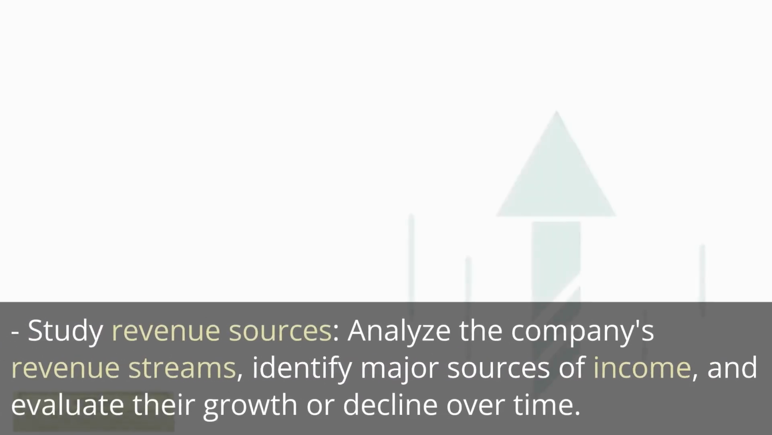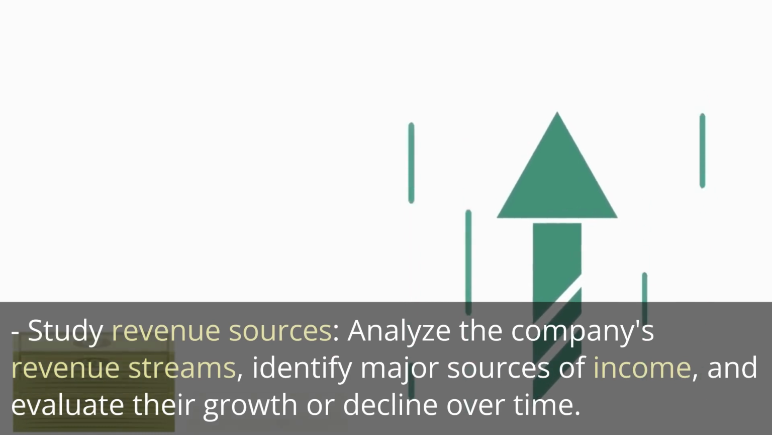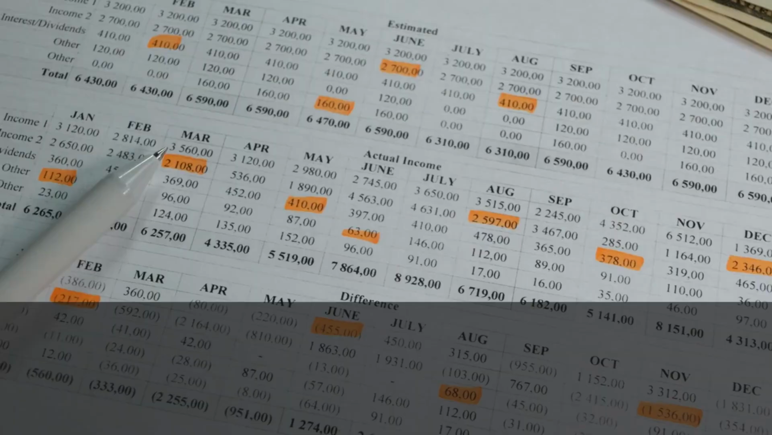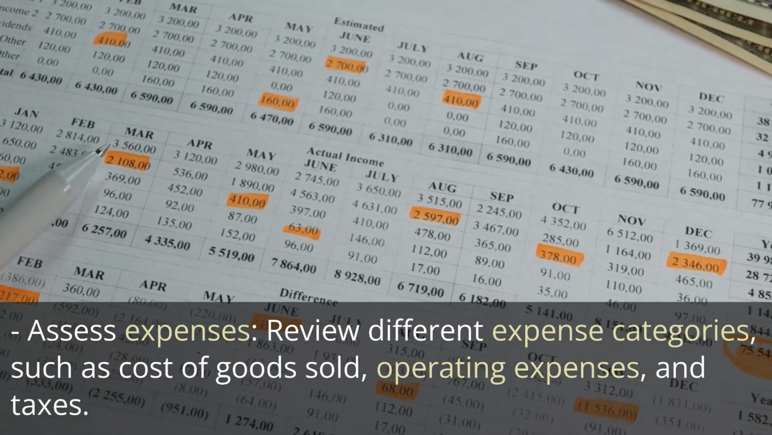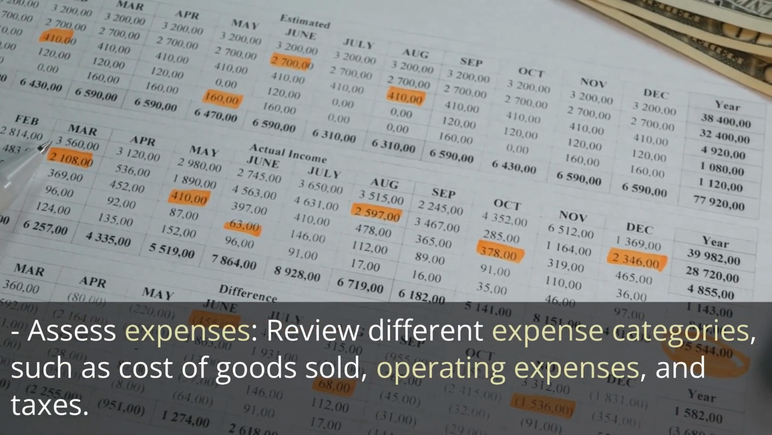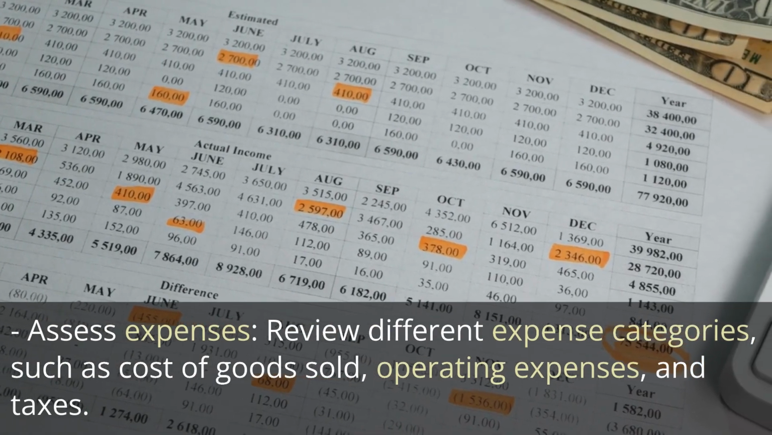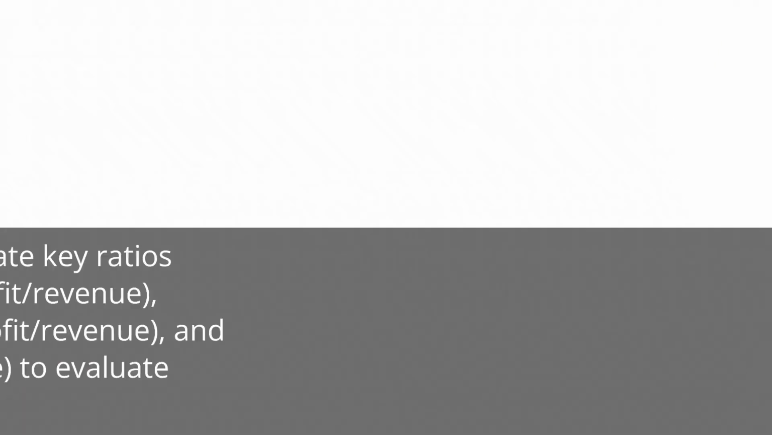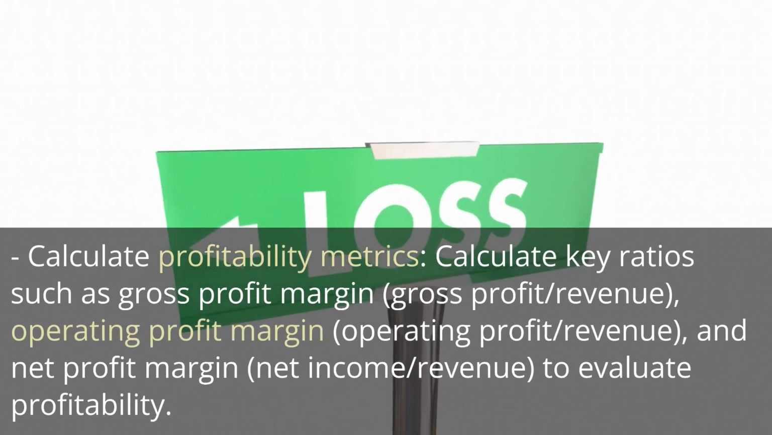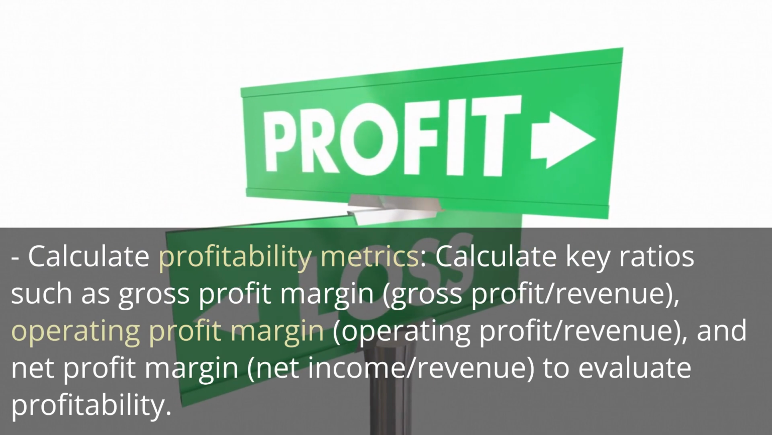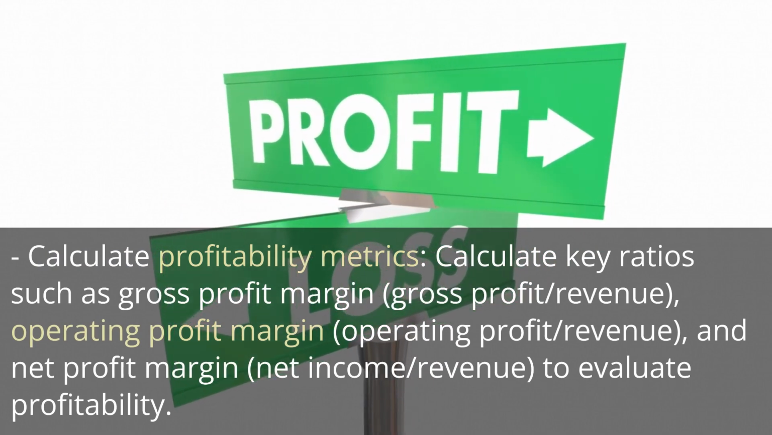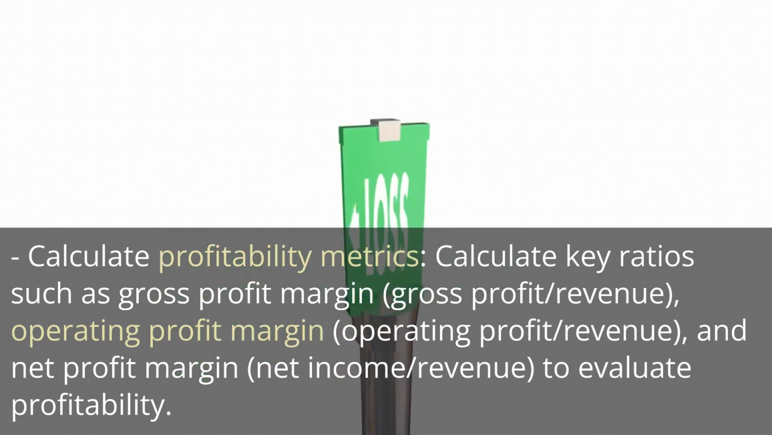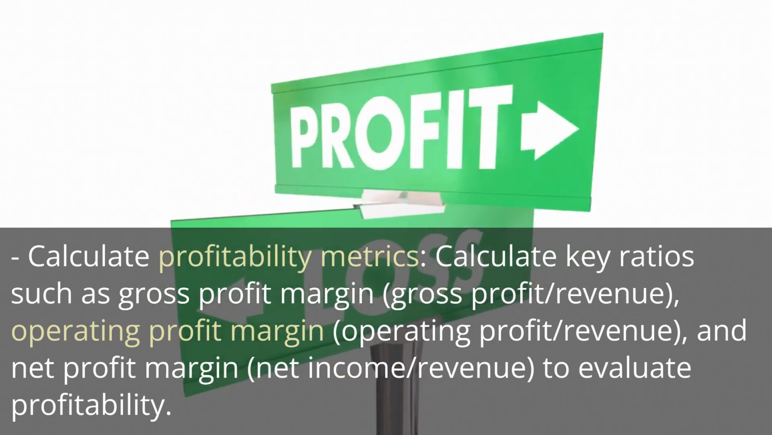Study revenue sources, analyze the company's revenue streams, identify major sources of income, and evaluate their growth or decline over time. Assess expenses, review different expense categories, such as cost of goods sold, operating expenses, and taxes. Identify any significant changes and their impact on profitability. Calculate profitability metrics, calculate key ratios such as gross profit margin, gross profit over revenue, operating profit margin, operating profit over revenue, and net profit margin, net income over revenue, to evaluate profitability.